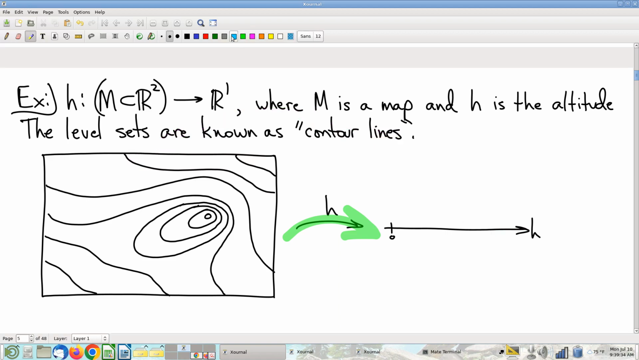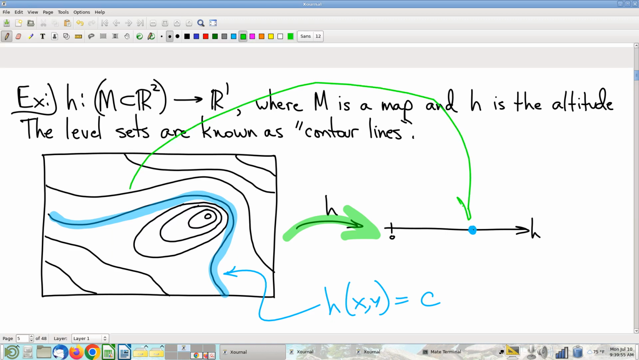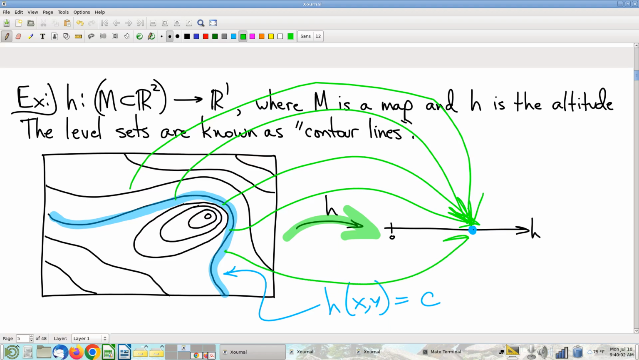The big idea of a contour line is that every point on this curve has the same altitude. This curve has equation h of x comma y equals c, where c is whatever that value is that the function takes all of these points to. Keep in mind, that's the idea of a level set: every point on the level set has the same value of the function. Is that cool? Everybody happy? Okay.